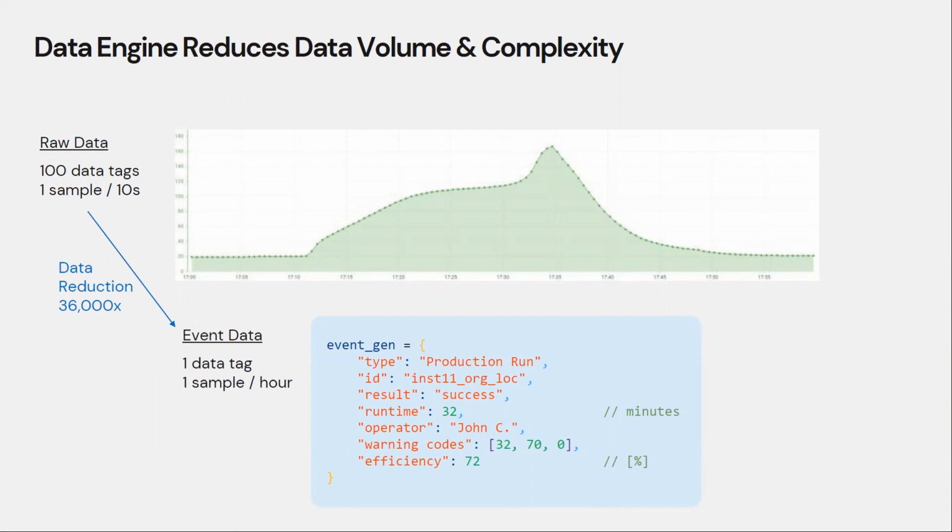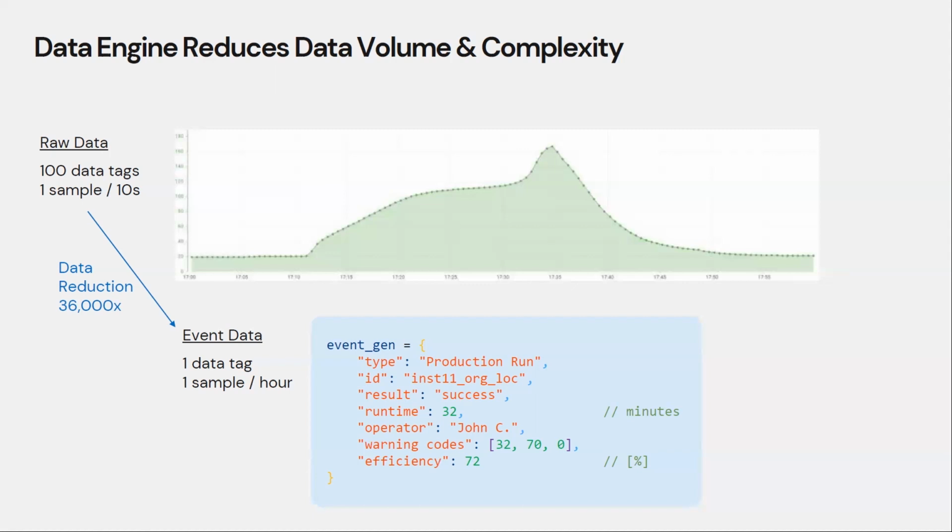So a data engine, that's what it does. It derives the events, right? So for example, maybe it looks at all the data available and figures out, oh, there is a production run going on and the result is successful. The runtime is 32 minutes. Who is the operator? What are the different warning codes or error codes? What's the efficiency of the test, etc., etc.